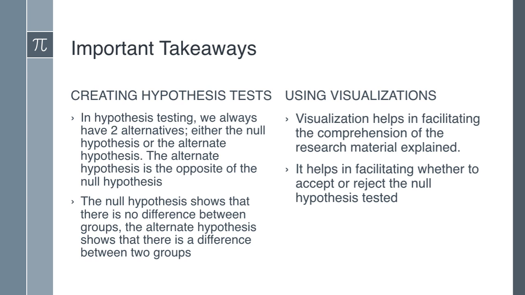Using visualization, we've seen throughout this exercise that we've used various charts and graphs to represent the information. The important takeaway from this is that it helped me while building my null and alternate hypotheses. It helped me understand the information that was displayed in the research and how to accept or reject a null hypothesis. It also facilitates deciding whether to accept or reject the null hypothesis that we are testing. So I found this exercise very interesting.